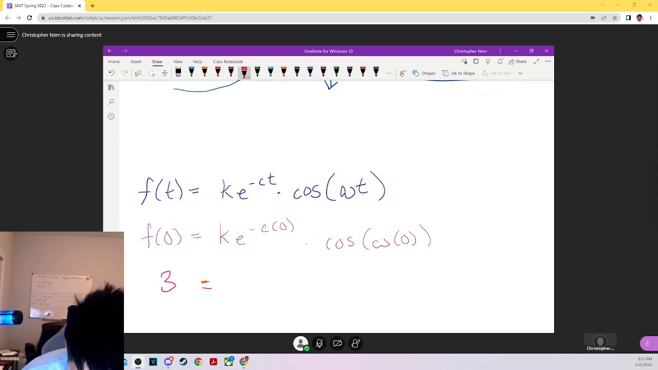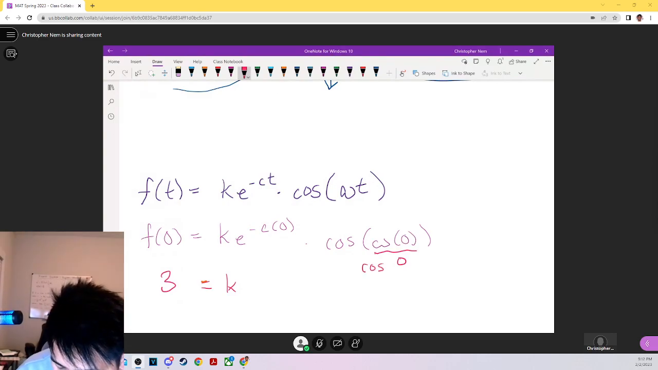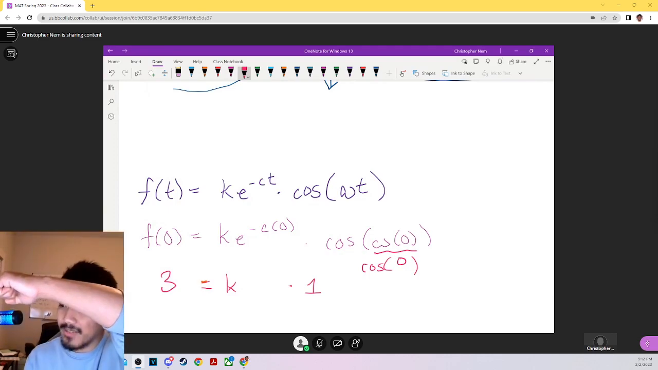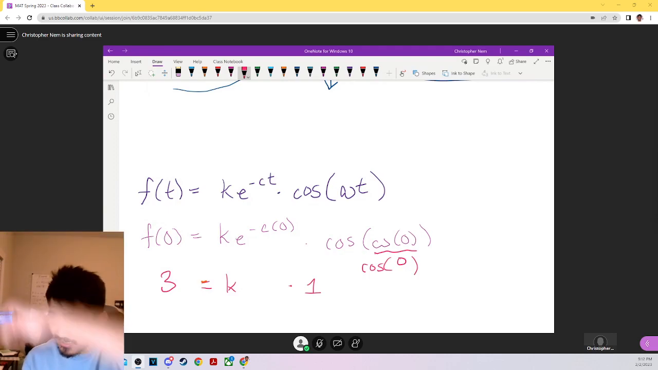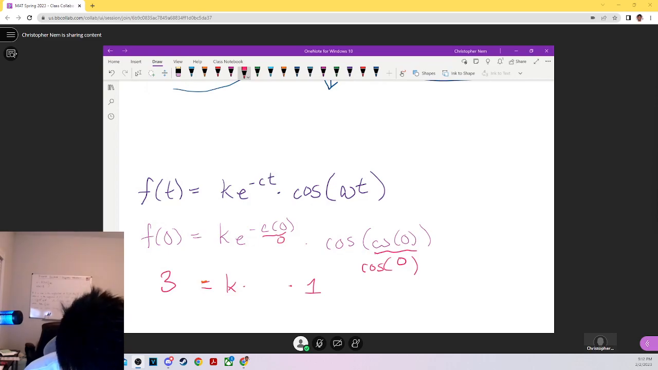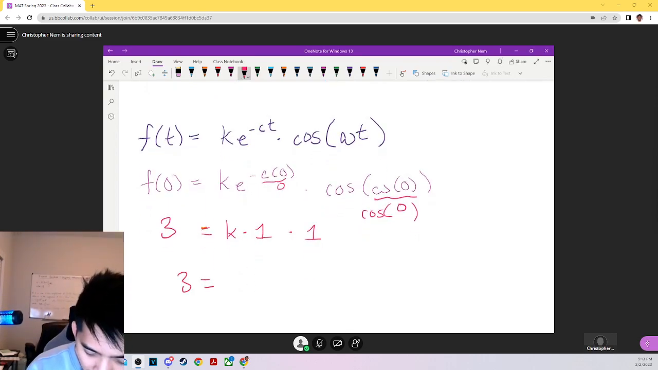Is equal to k, and this is 0. Cosine of 0 radians is equal to 1. So I'm just going to multiply that by 1. 0 radians to the right of the unit circle, that's 1 distance for the x-axis, or x values. And now everything raised to the 0 power is 1. So this is k times 1 times 1, which means that 3 is equal to k.